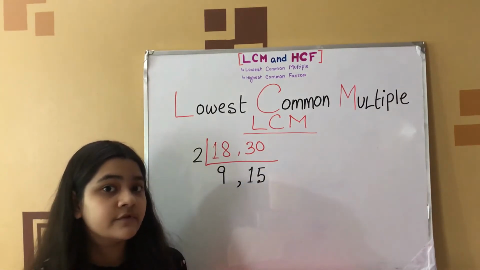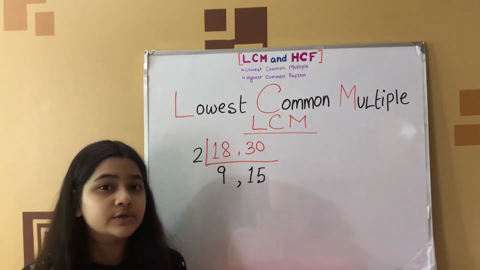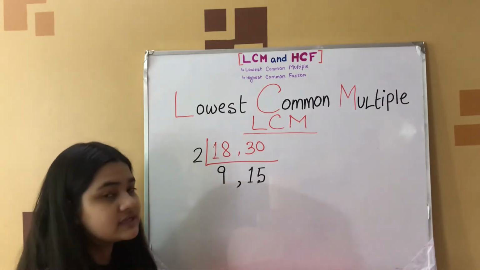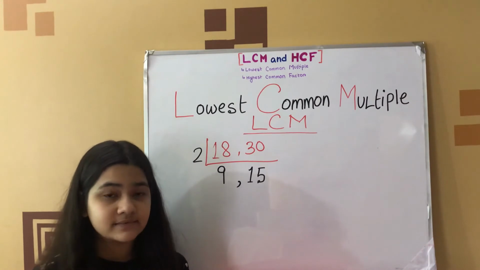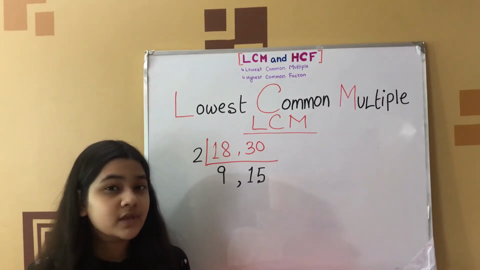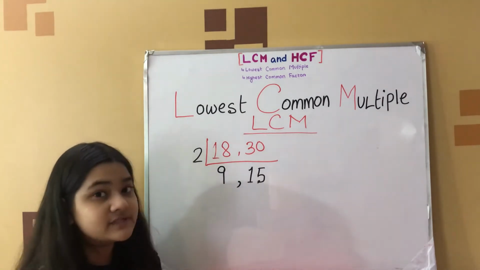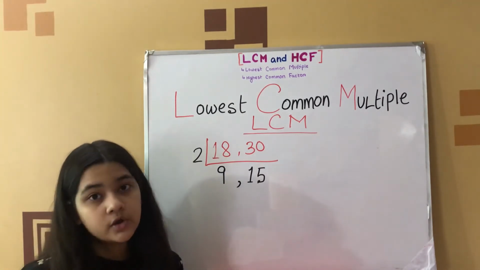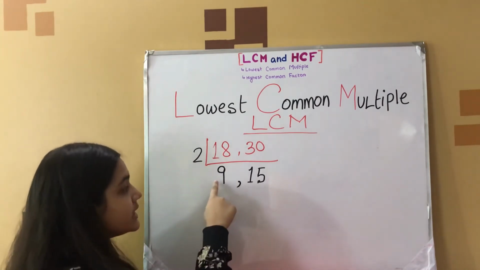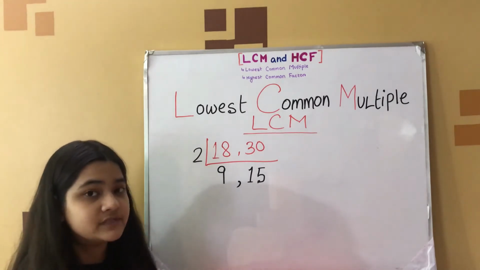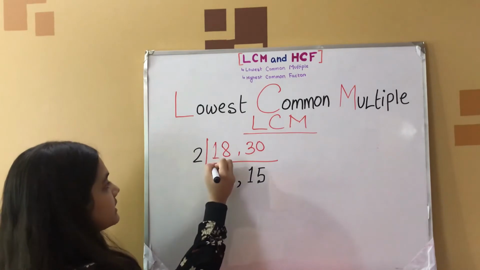Now again we have to find the smallest number which can be used to divide 9 and 15 without leaving any remainders. What number can do that? 1? No, we will not take 1. 2? Can 2 divide 9 and 15 without leaving any remainders? No, it cannot. So now 3. Yes, 3 can divide both 9 and 15 without leaving any remainders. So we are going to take 3.